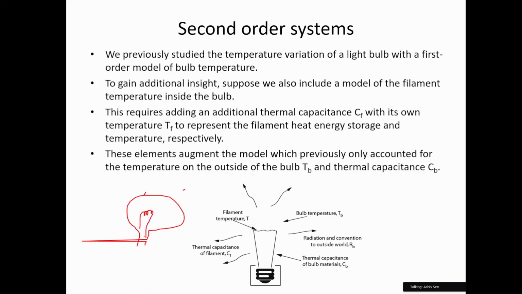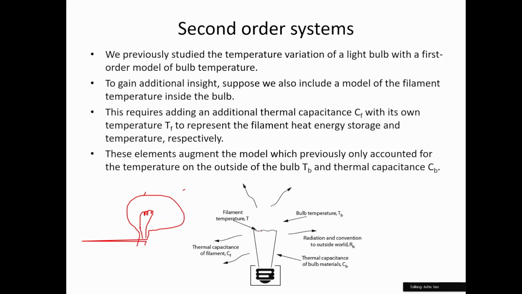So inside the bulb, there is a filament, right? And if you bring in the filament, then you will see that this system with the filament, the bulb and ambient is no longer a first order system. You have to treat this as a second order system. So this is the thing that is studied here.